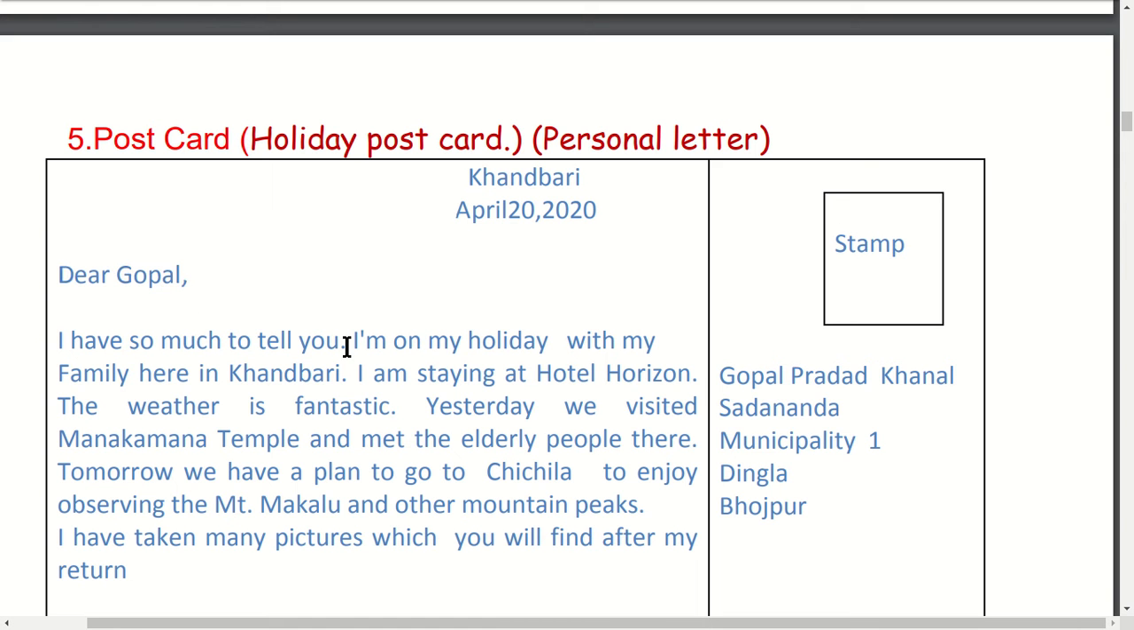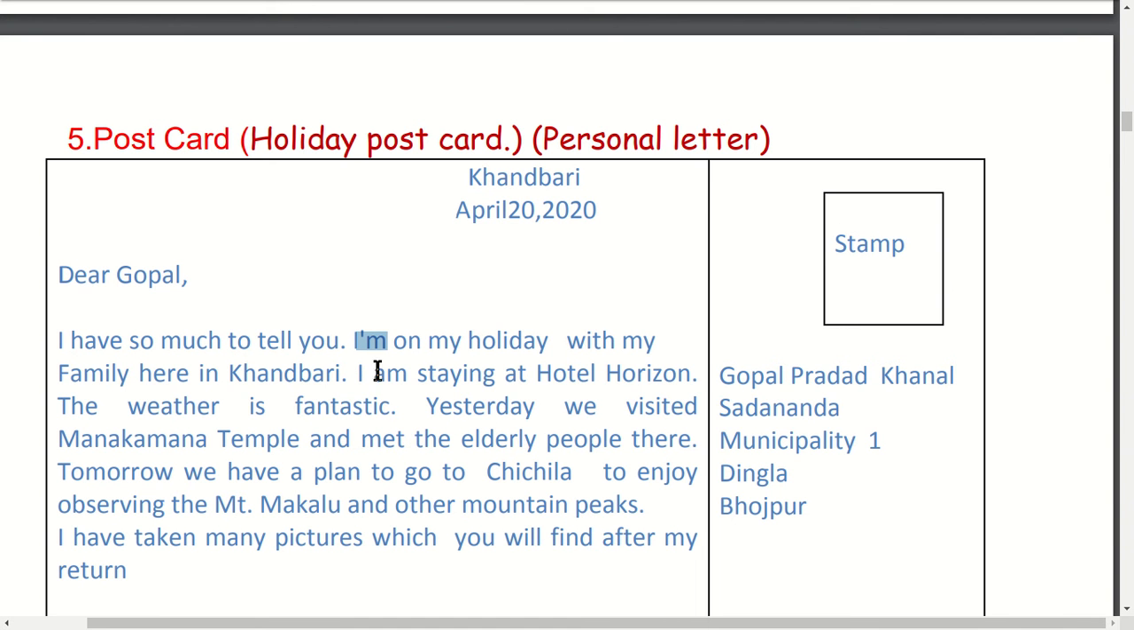I have so much to tell you. I'm here. This is informal language. This is a contraction, with an apostrophe. I have used a contraction. Here I am using informal language. It means a postcard is also written in informal language. You can use informal language here. I am on my holiday with my family here in Khatbari.